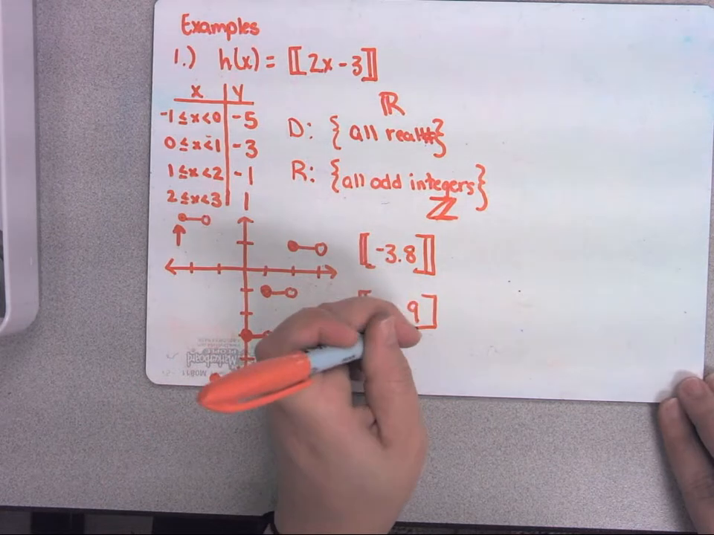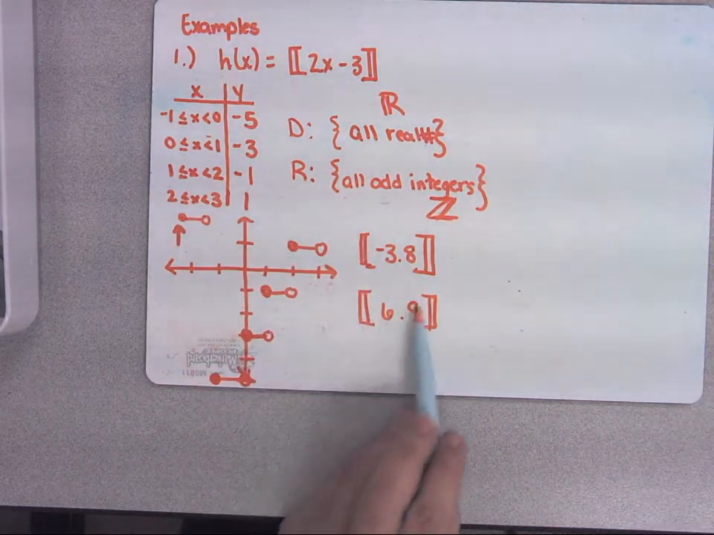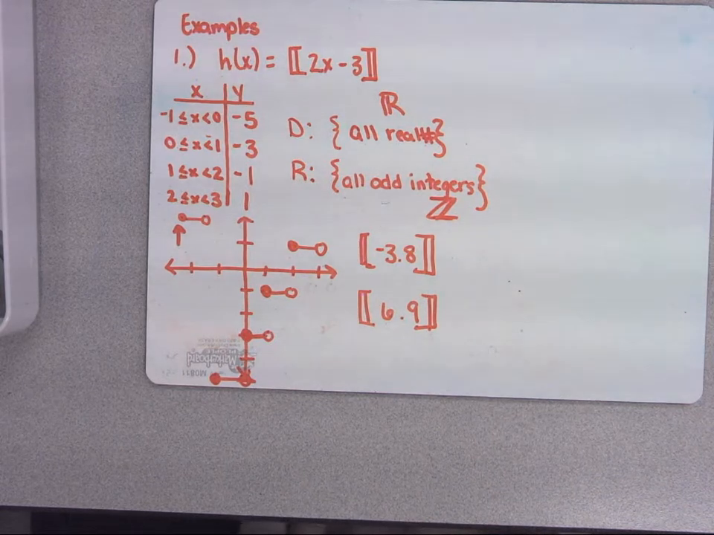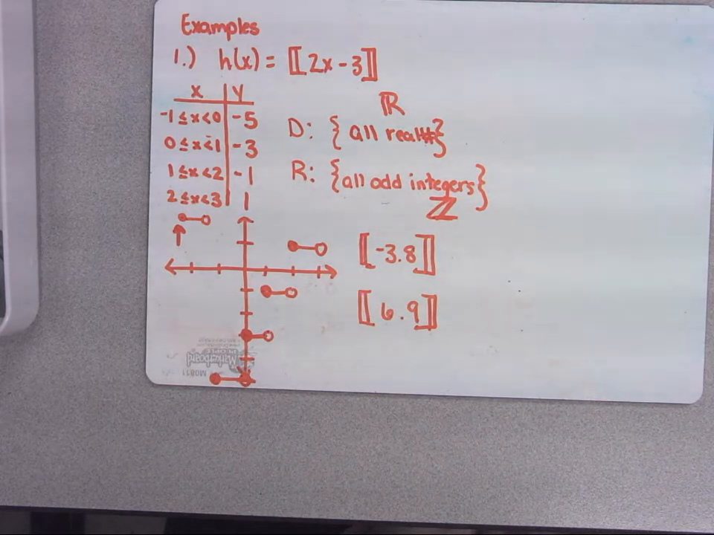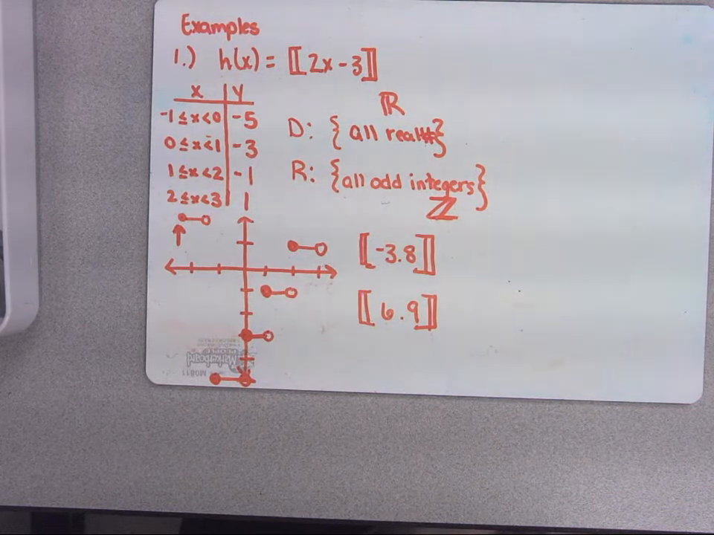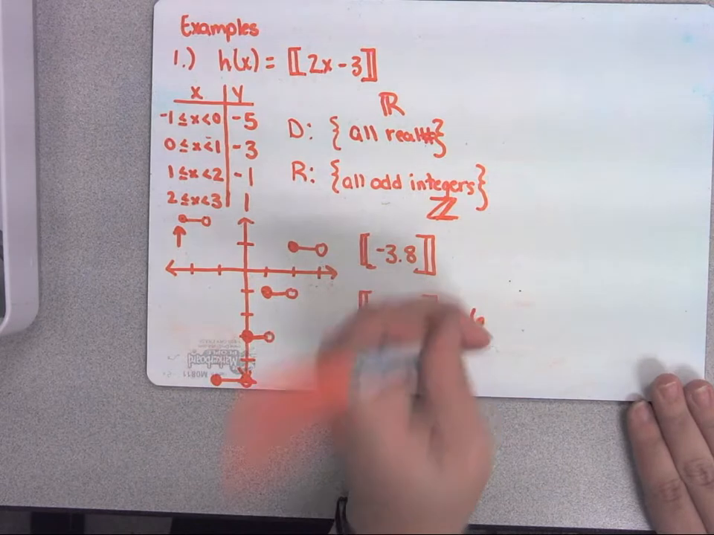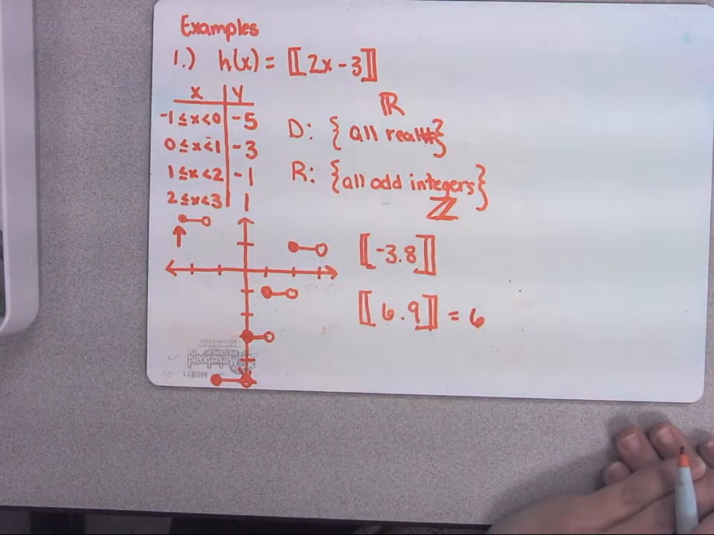6.9. This is the greatest integer of 6.9. What's the greatest integer, Cass, of 6.9? 6. Decimals are not allowed in step functions, so you always round down, because it's what's the biggest whole number that makes 6.9? You can't round up to 7, because it's saying what's the biggest whole number that was in it already. That's why it's 6. Does that make sense?